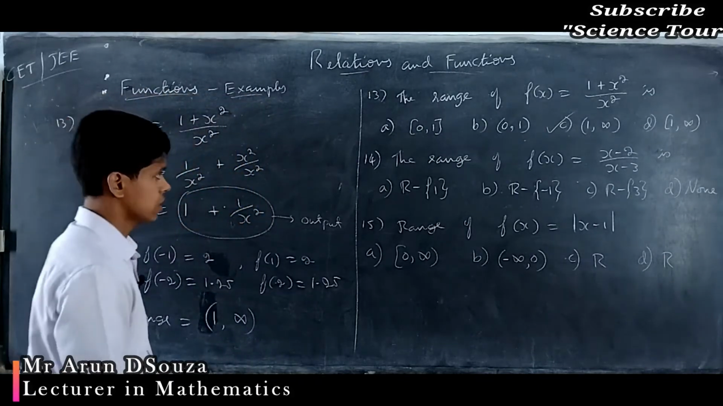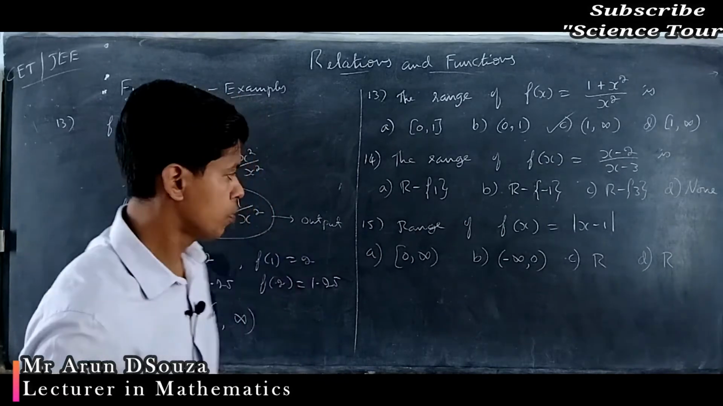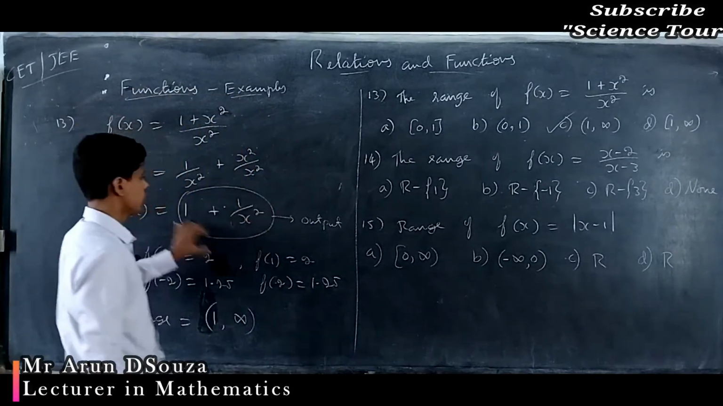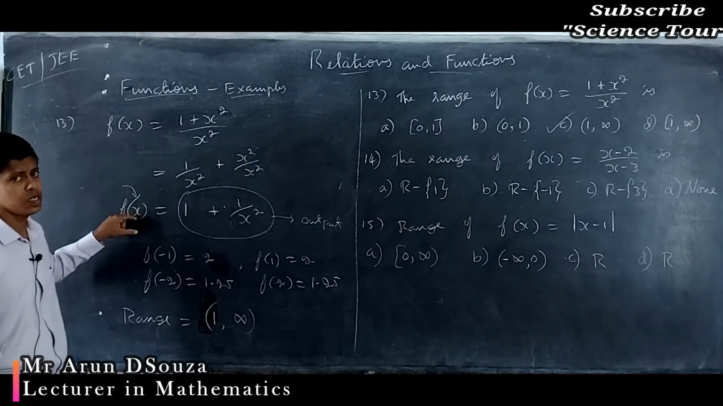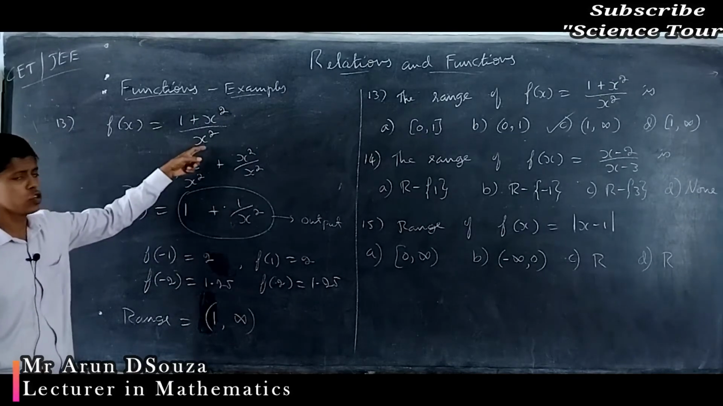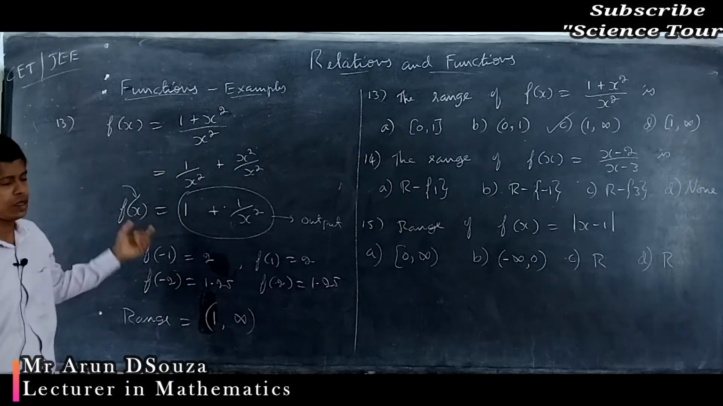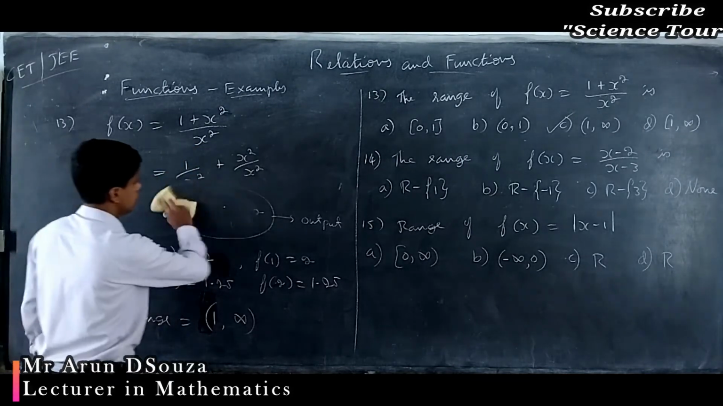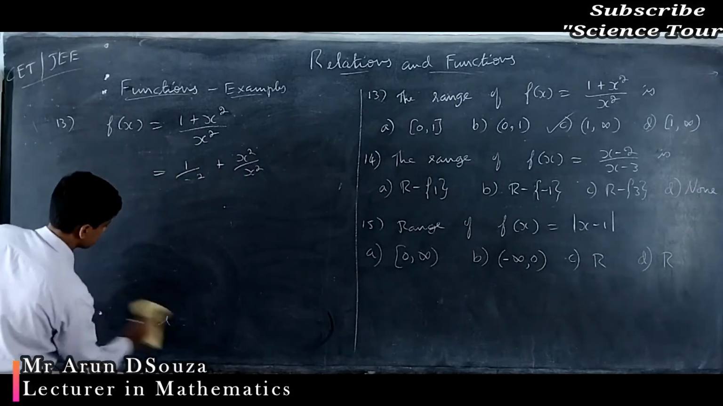So that is question number 13, and that's about range, not the domain. We are talking about the output values, not the input. Basically, what is the input? x square should not be 0, so R minus 0 is the domain here. Anyway, that's not the question. Well, let's move to the 14th question here.